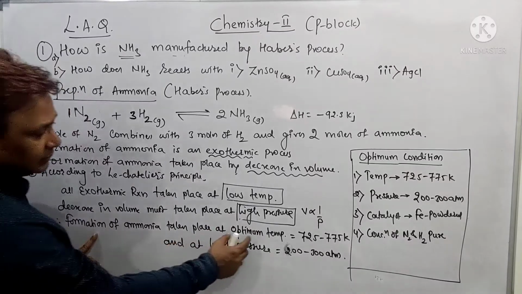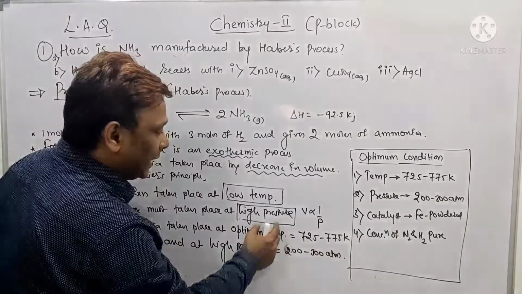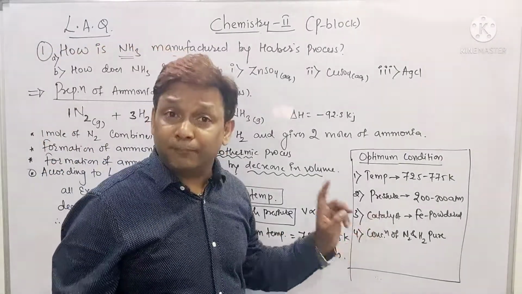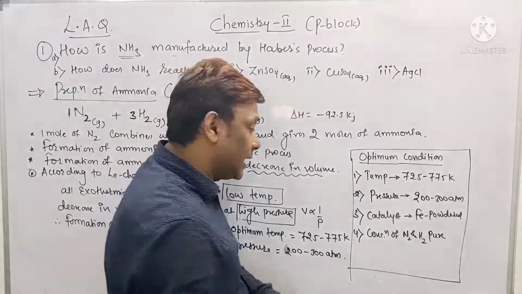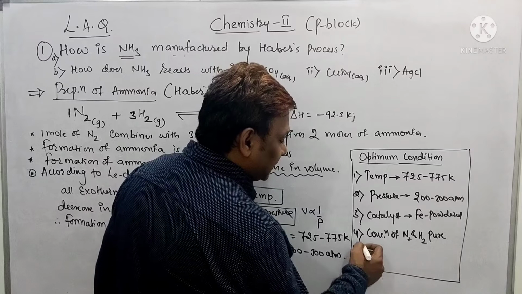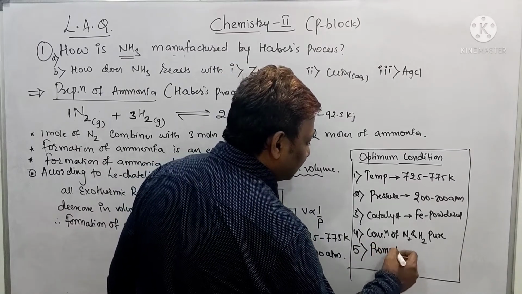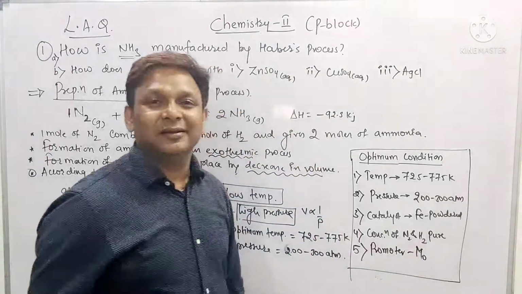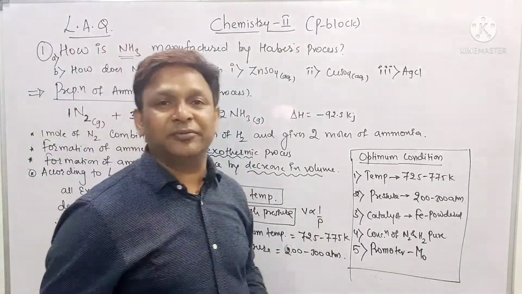So what is the optimum temperature, beta? 725 to 775, and high pressure should be 200 to 300. Catalyst should be iron powder. Concentration of reactants should be pure. And to increase the activity of the catalyst, we have to add the promoter. The promoter is molybdenum. Right? So these are the ways to score the first 4 marks in the first half of it.